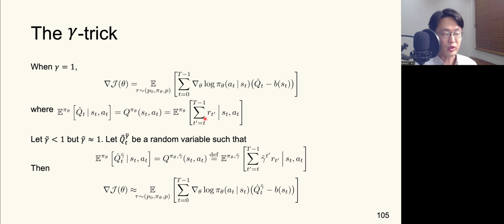But here's the gamma trick. When people use the gamma trick, you define another gamma, which we will refer to as gamma tilde, that is strictly less than 1, but something close to 1. So think of gamma tilde as something like 0.99. And then we will have Q hat gamma tilde be a random variable that basically uses gamma tilde as a discount factor. But notably, we will not include gamma tilde to the power t when we compute the policy gradient.